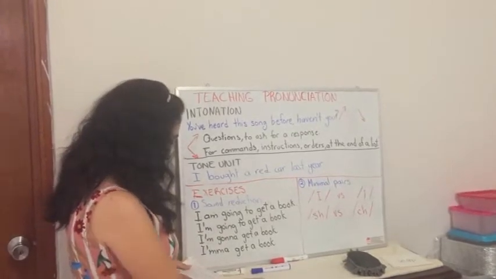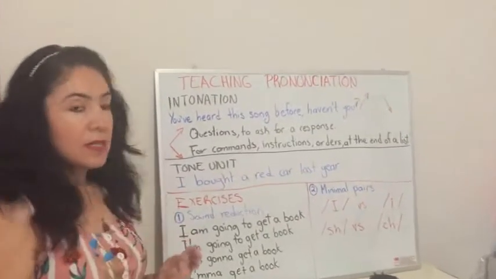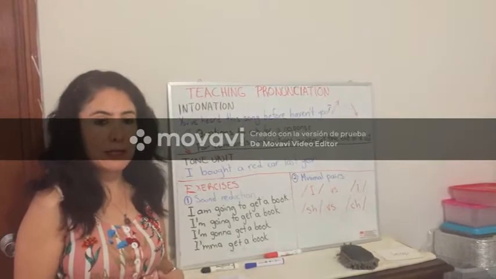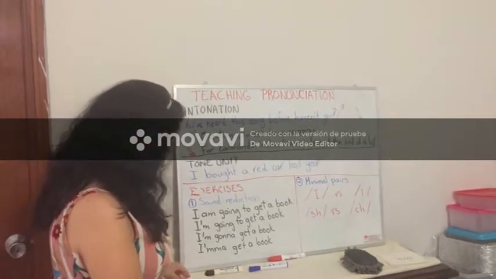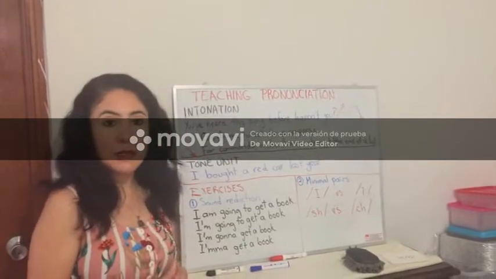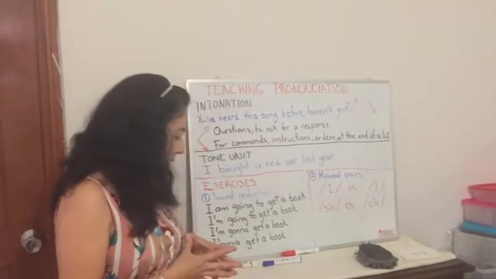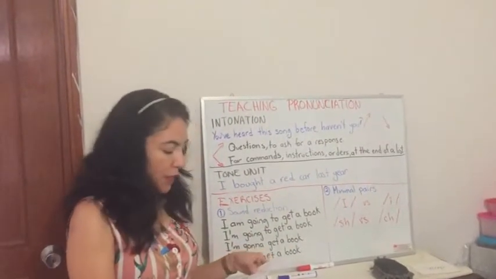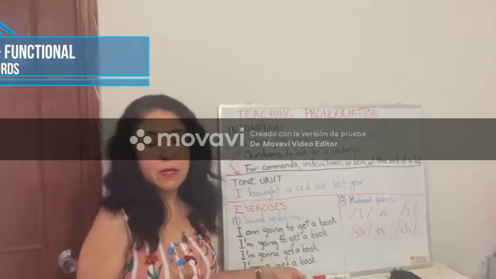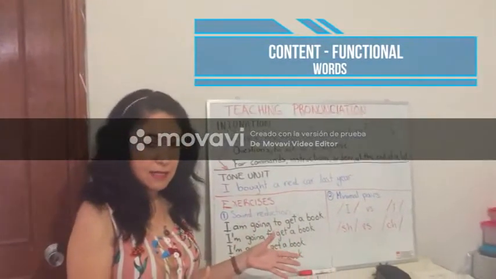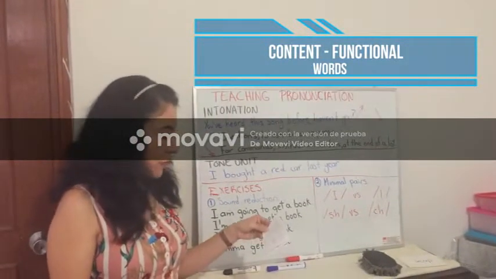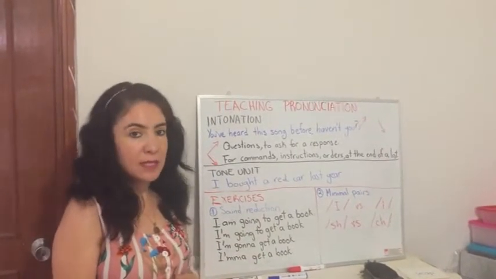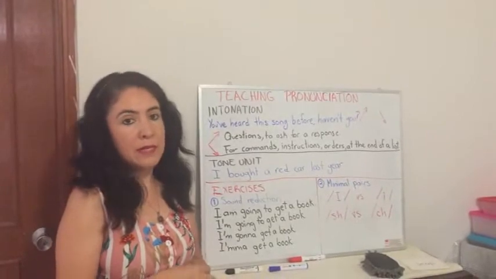Now, another important feature is the tone unit. The tone unit refers to the word in a sentence that will be more emphasized. For this, it's important to take into account the different types of words we have in English. We need to differentiate between content words and function words. Content words, which are nouns, adjectives, verbs, adverbs, are the ones that carry the meaning in a sentence. As opposed to function words, which can be prepositions and articles, and they are not as important in a sentence because they don't carry the main meaning.